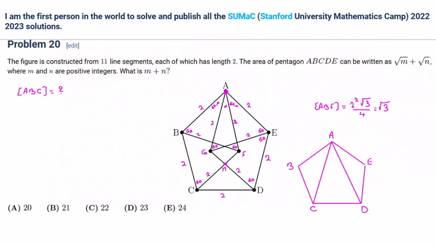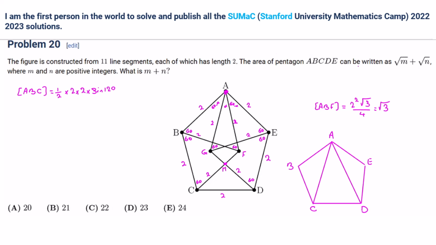It's just root 3. Why? Because if you take half of the equilateral triangle, or we can say together, it's 1/2 times this side times this side times sine of 120. Do you know this formula for the area of a triangle?